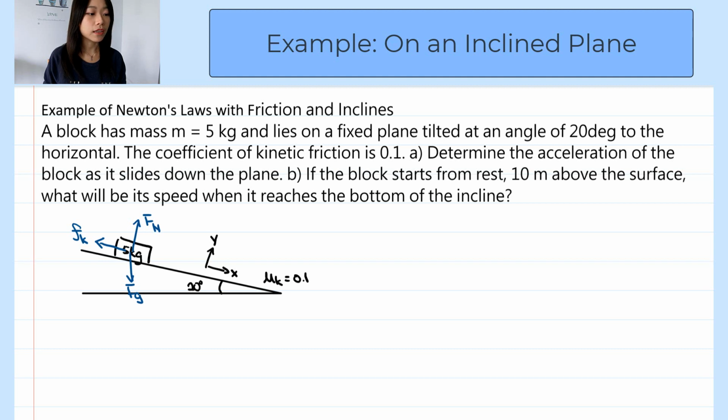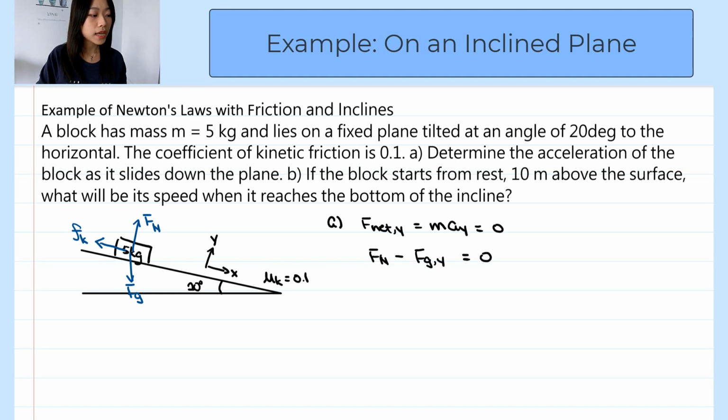Now let's use Newton's second law to find the acceleration. Let's start with the y component. F net in y, by Newton's second law, equals mass times acceleration in y. Since the block will be sliding along the x-axis, acceleration in y is 0. Net force in y: there is the normal force and the y component of the gravity force, which is pointing in the negative direction. And the net force equals 0.